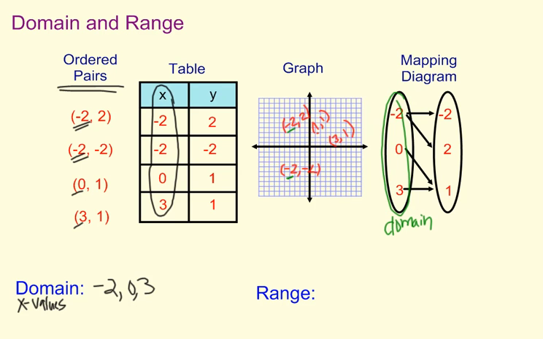The range values will be all of those y values. So in our ordered pairs, we can just pick out the y's. And we want to write these in order. The smallest I see up here is a -2. Then it looks like a 1 and a +2. So those are the numbers in our range.